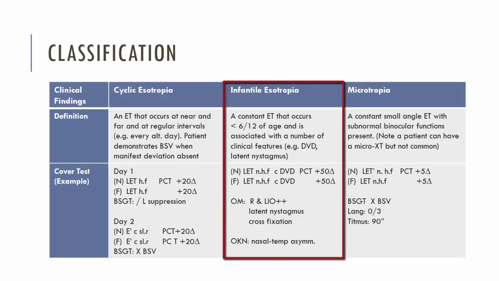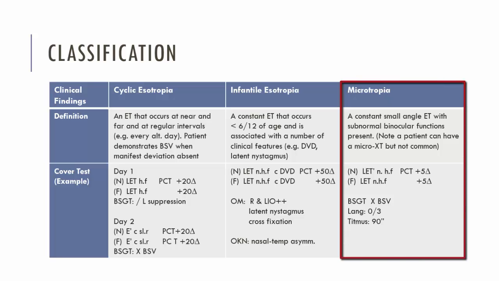Infantile esotropia, this condition, as I mentioned earlier, is an esotropia that occurs under 6 months of age. Because we have disruption to BSV at such an early age, what we find within infantile esotropia is that there are a number of associated clinical features. I've mentioned here that the patient may have what's called DVD, inferior oblique overactions, latent nystagmus, cross-fixation, and nasal temporal asymmetry. I'll take you through these in another video, but it's important to understand that an infantile esotropia has the esotropia with a number of other clinical features.